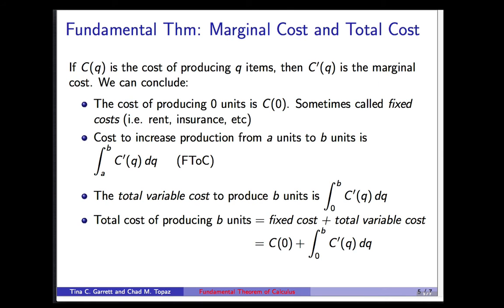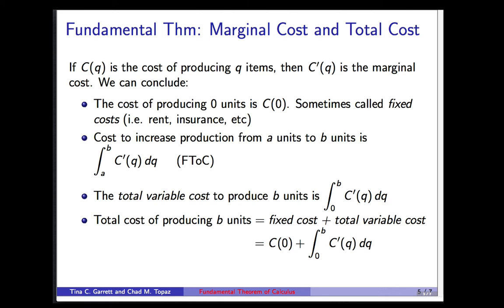Okay, so let's look at one more example that's a little more complicated, and we'll go back to marginal cost, which we talked about in the derivative units. If you recall, C of Q is the cost of producing Q items, and C prime of Q was the marginal cost, how much it would cost to produce one additional item or unit.